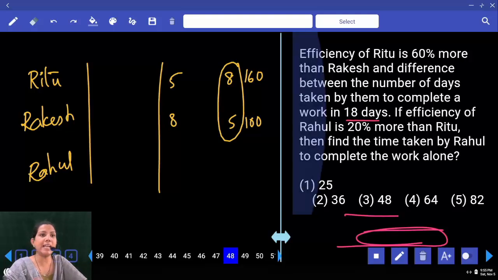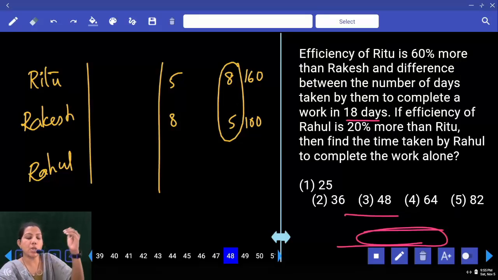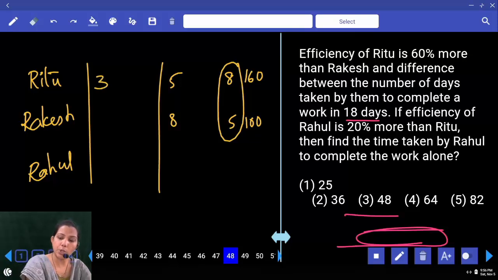What is 18 days given in the question? Read what 18 is once. The difference between the number of days taken by them to complete a work in 18 days. This is only between Ritu and Rakesh. What is difference value? How many parts? 3 parts is equal to 18. 1 part is equal to 6. Then Ritu time is equal to 30 days. And Rakesh time is equal to 48 days.